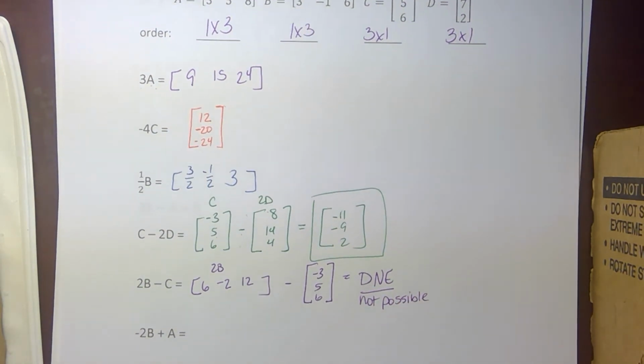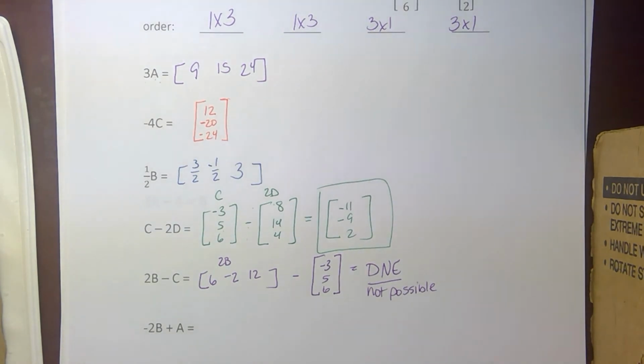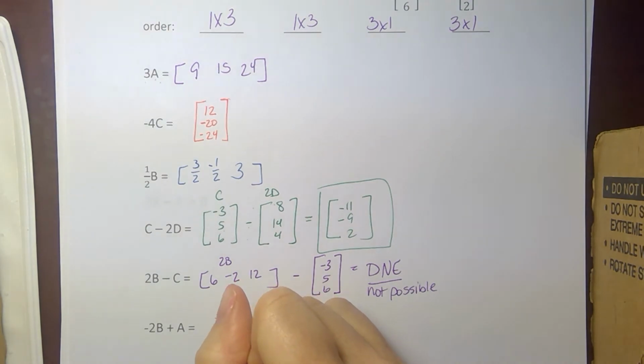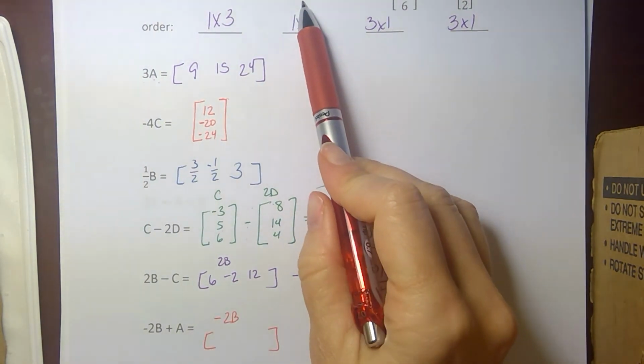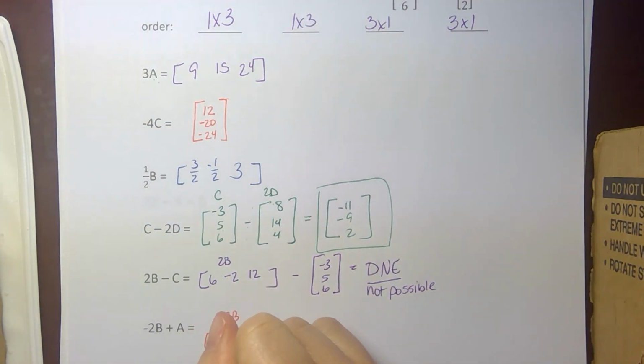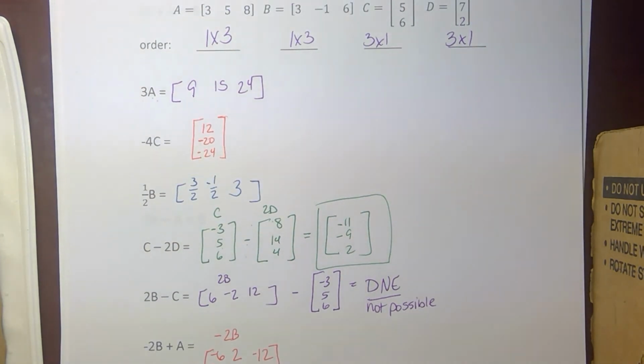Okay, let's look at the last one. -2b plus a. Let's stop and think first. Can we do it? Is it possible? Yes, this one is possible. So let's do -2 times b all together. Let's just do -2b. What would -2b turn out as? Well, -2 times 3 is -6. -2 times -1 is 2. And -2 times 6 is -12. So that is -2b. And then I need to add a to that.